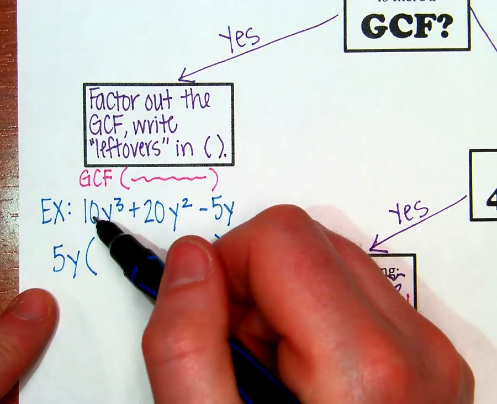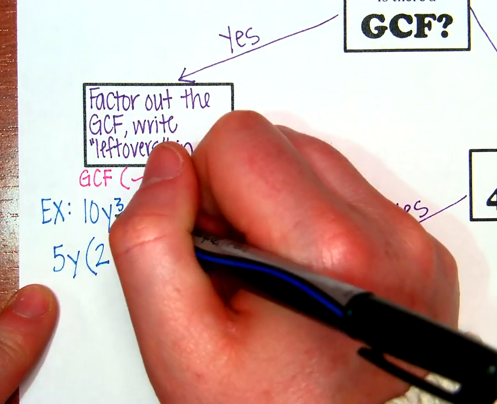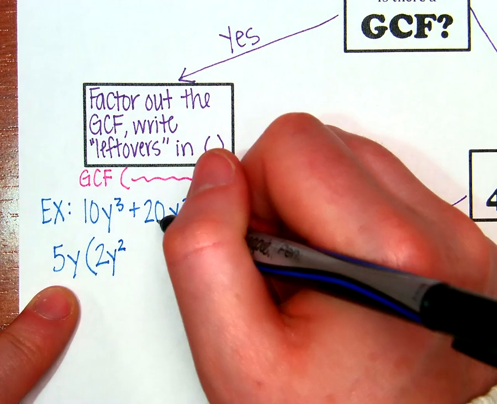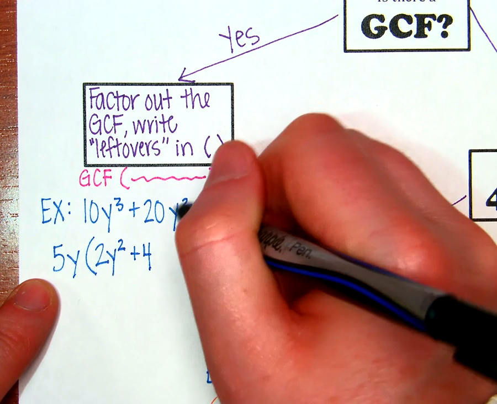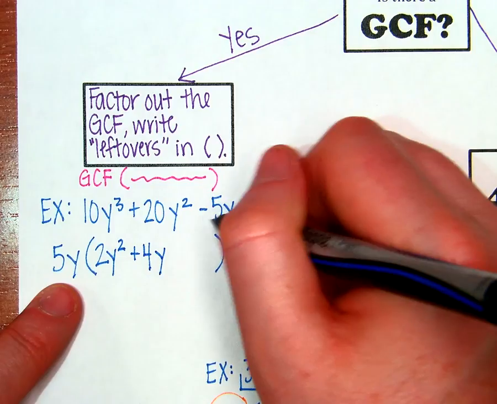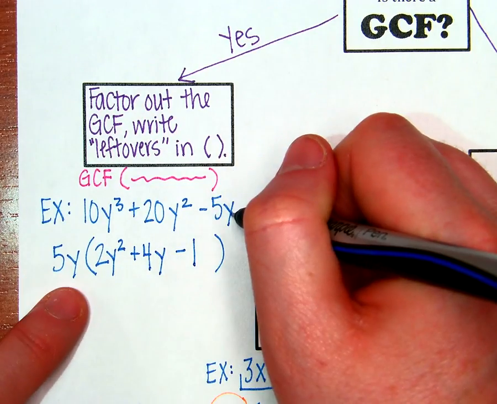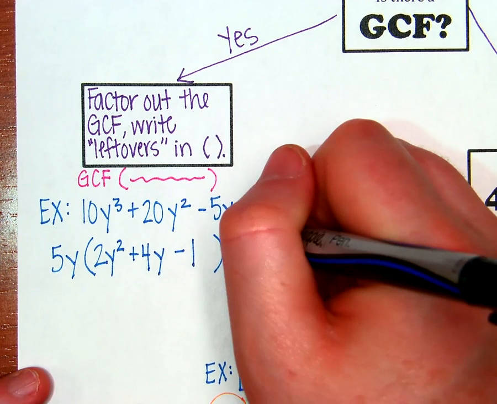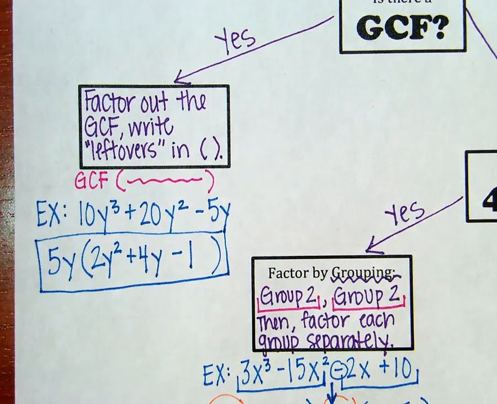When I take it out, I'm factoring it out, which means I'm dividing. So 10 divided by 5 would be 2. Y cubed, but I took out a y, so there's going to be y squared left. In the next term, I have 20 being divided by 5. That's going to be positive 4. I had y squared, but I took out y, which leaves me with y. In the last one, I had negative 5 being divided by 5, so that's going to be negative 1. Y, but I took out a y. There's no y's left over then. And that's as far as I would go for a GCF problem. So that would be my answer there.